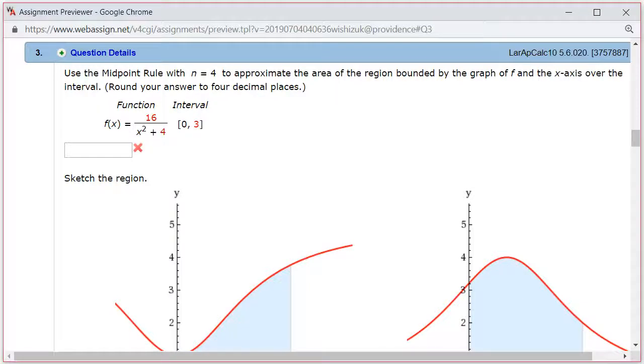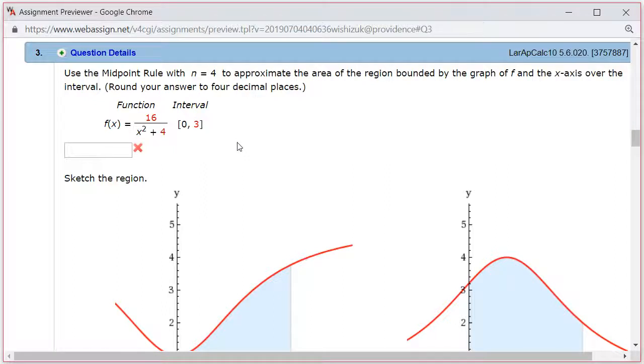All right, let's look at homework 5.6, problem number 3. I'm going to try to use GeoGebra, but I'm going to do it semi-manually so that we get to learn the formula for the midpoint rule. We have a function f of x, which is 16 over x squared plus 4, over the interval from 0 to 3.